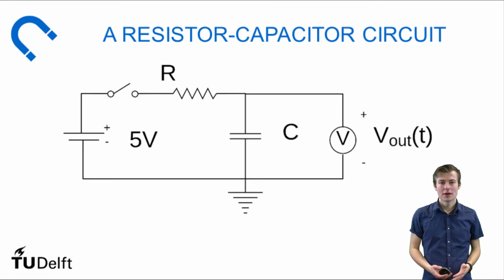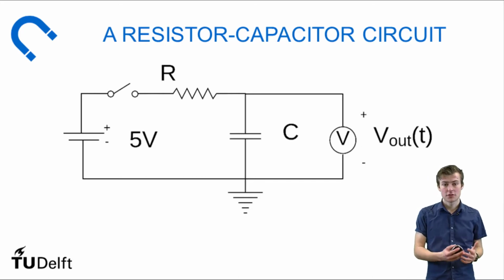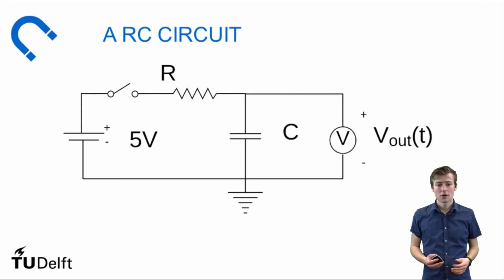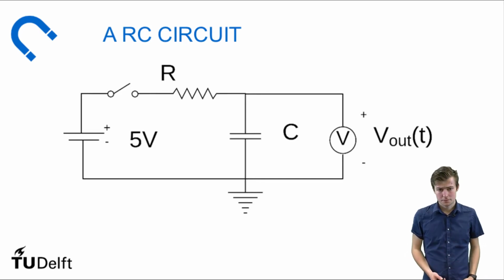Hello, today we'll look into a resistor capacitor circuit. This type of circuit is used so often that we don't call it a resistor capacitor circuit, but an RC circuit, where R stands for resistor and C stands for capacitor. We will look at how the voltages over these components change over time, and since the capacitor voltage is more important, we will call this voltage V out.